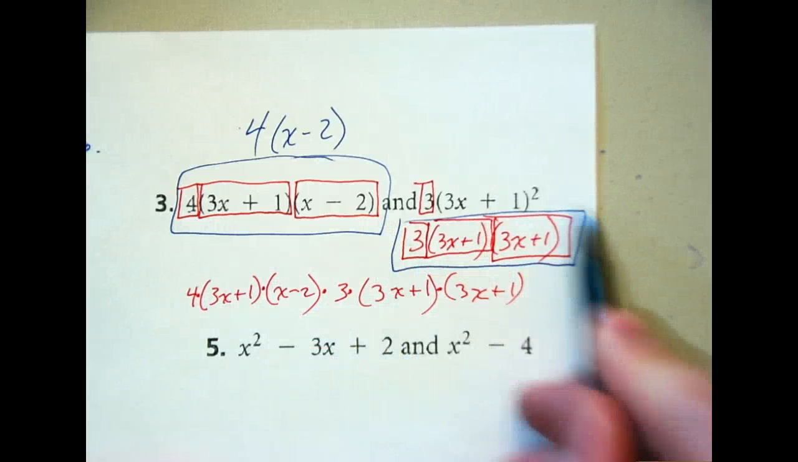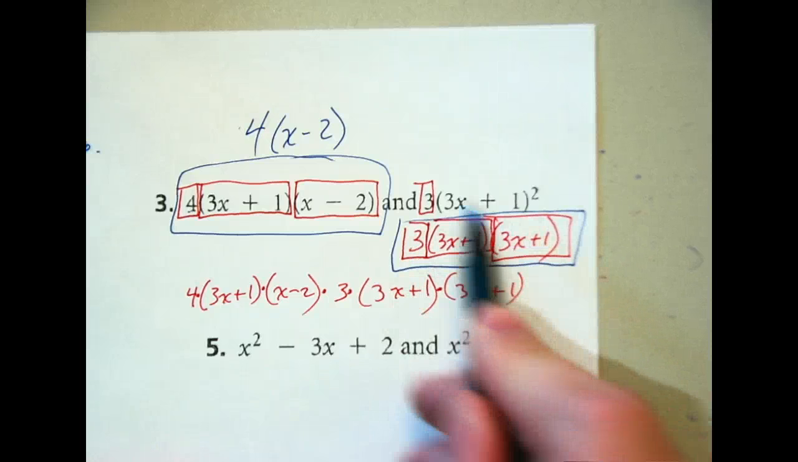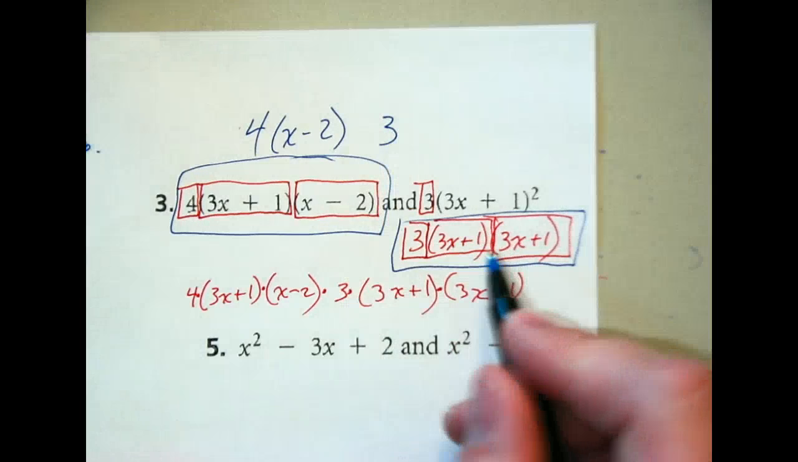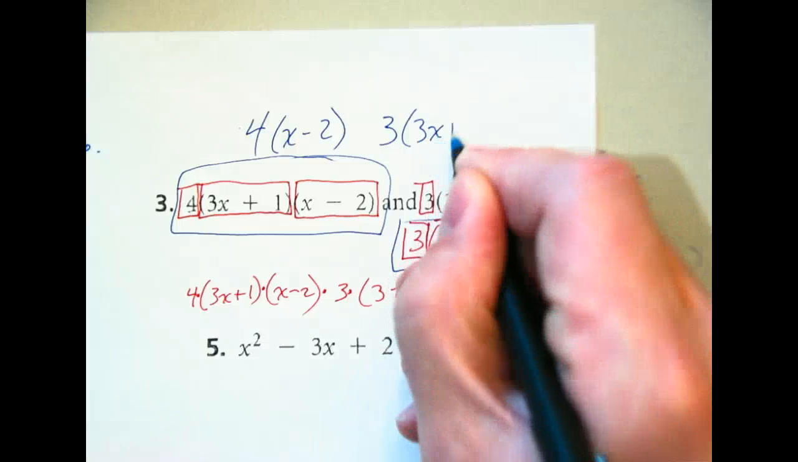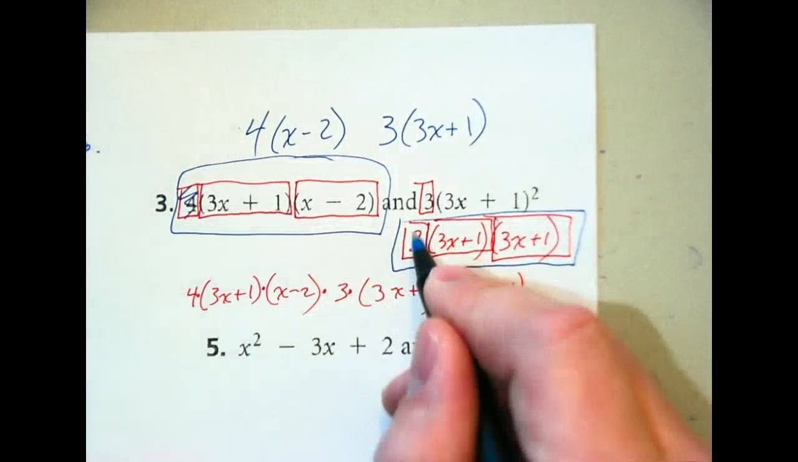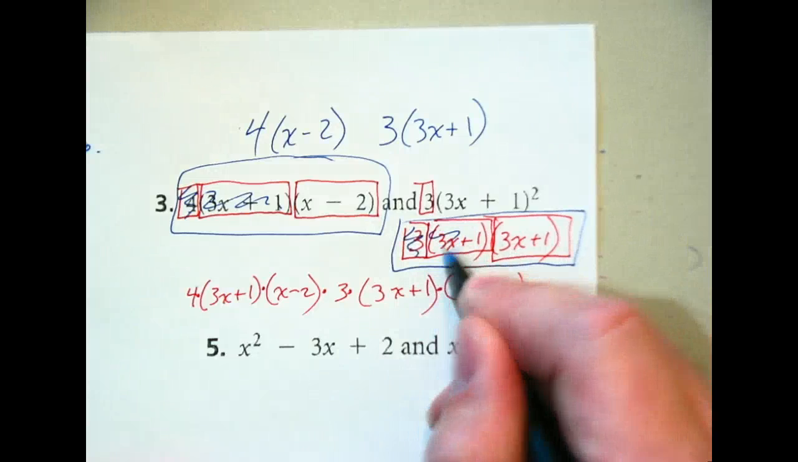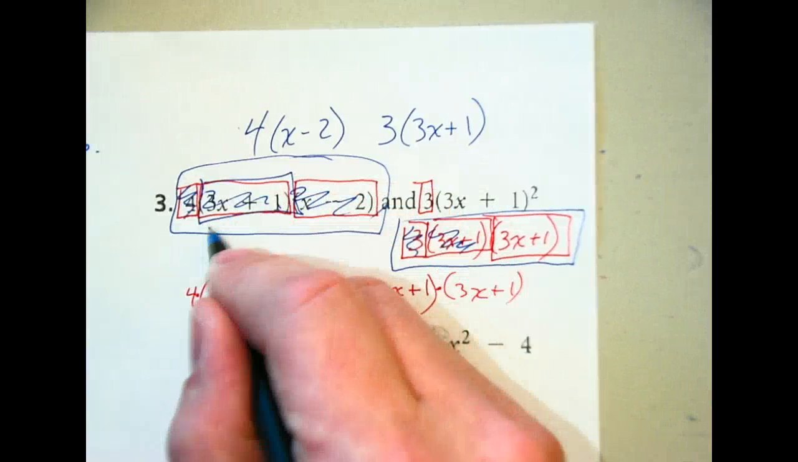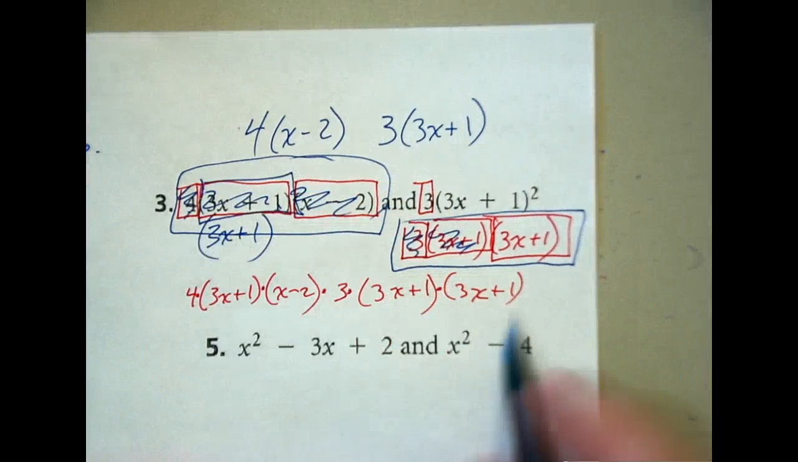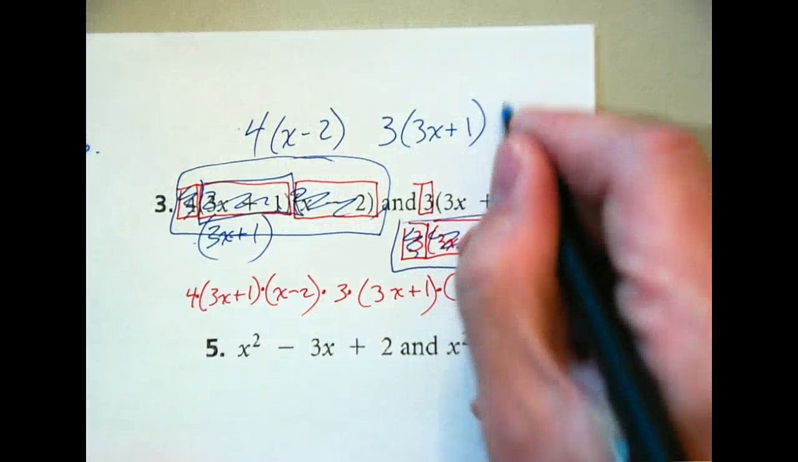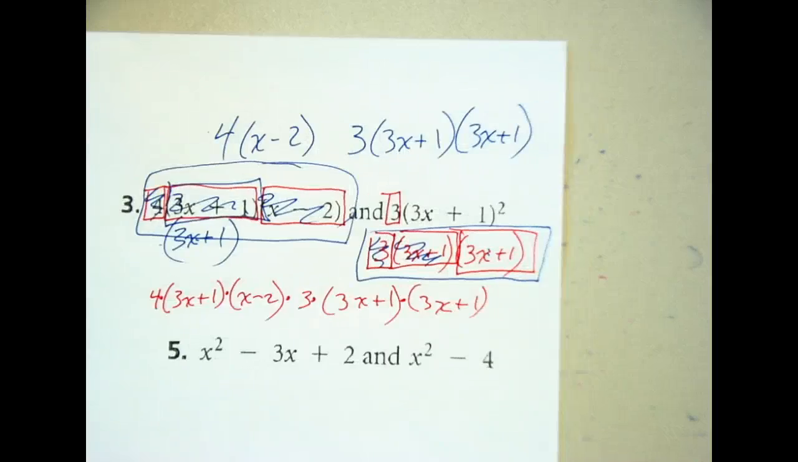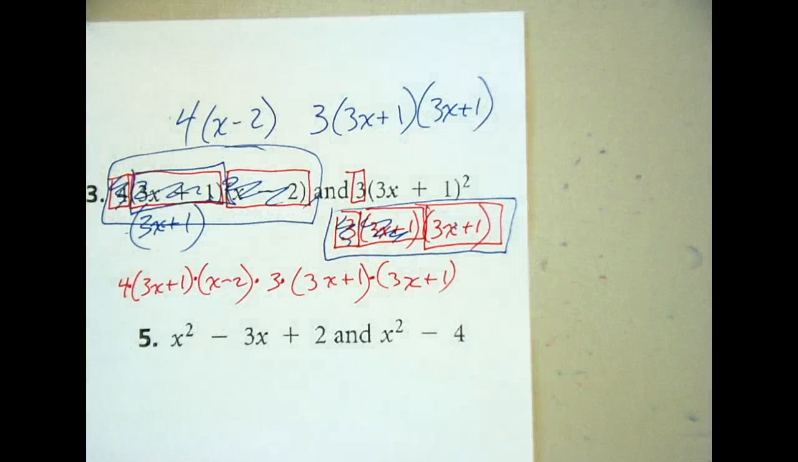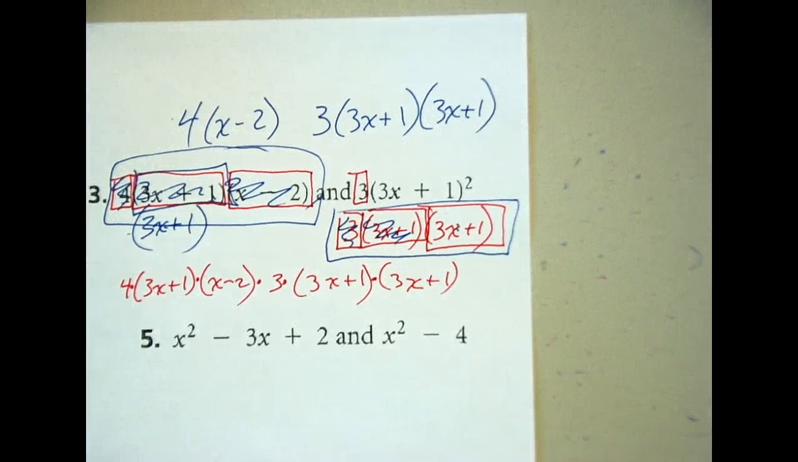And then over here, what appears over here that doesn't appear over here? 3. And what else? One of the 3x plus 1s. Okay, so we have that, and that, and that, and that. Okay, and that. Oops, I crossed out this one. We should still have that 3x plus 1 there. Okay, the piece they have in common is 3x plus 1. So we only take that piece once. That is your least common denominator. Okay? That's one way to think about it.